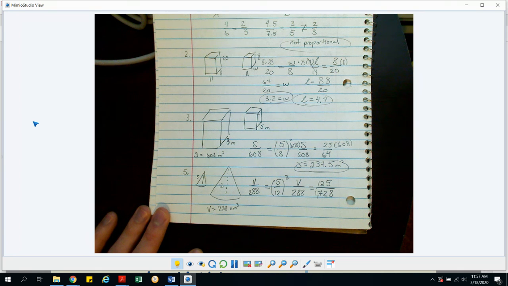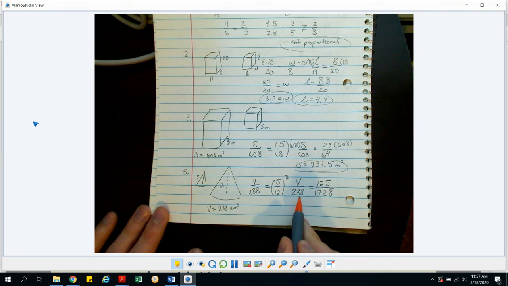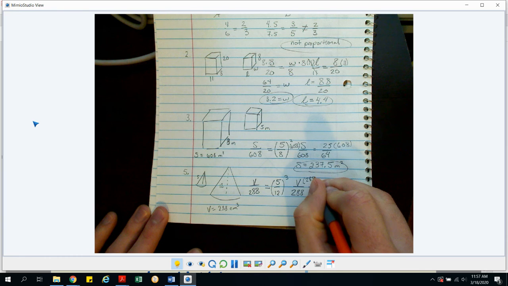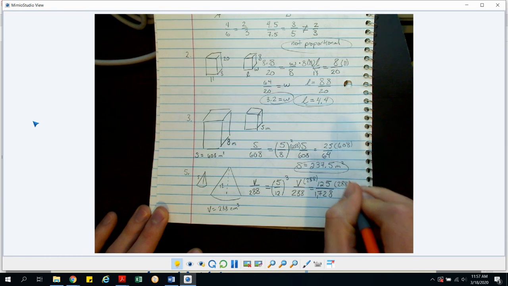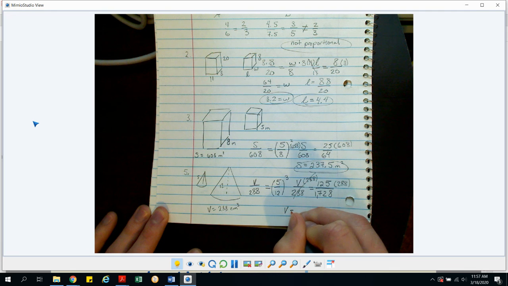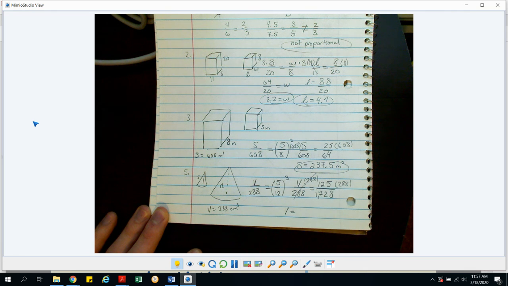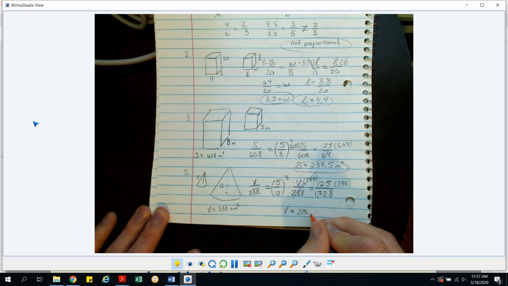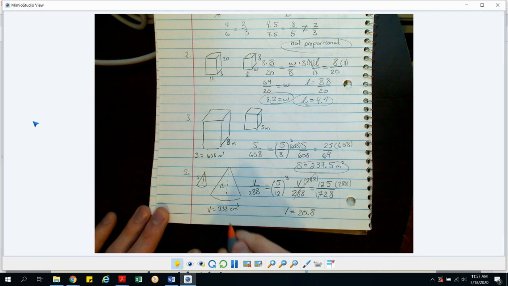All right, from here I have a nice little one-stepper. So volume divided by 288, the opposite of dividing is going to be multiplying. So we're going to multiply both sides by 288. So 125 times 288 divided by 1,728, and we get 20.8. We're talking centimeters, and we're talking volume, so that will be cubed.